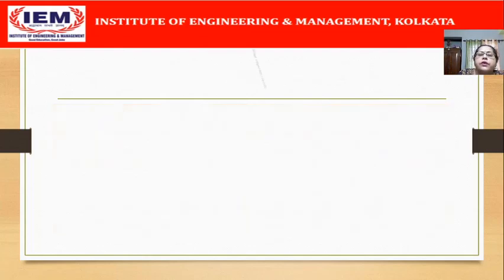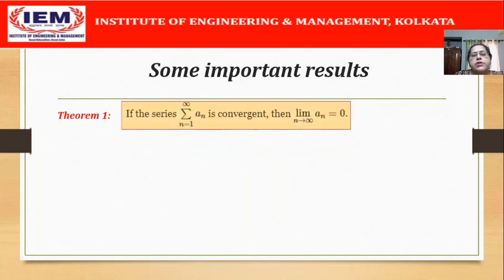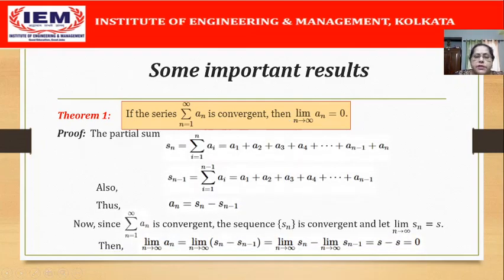Next, we will see two important results in terms of two theorems. So, theorem 1 is as follows. If the series summation an, n equal to 1 to infinity, is convergent, then limit an as n tends to infinity is equal to 0. This is a very important result to be remembered, that for a convergent series, it always happens that as n tends to infinity, an tends to 0. Let us see the proof of it, how it happens.